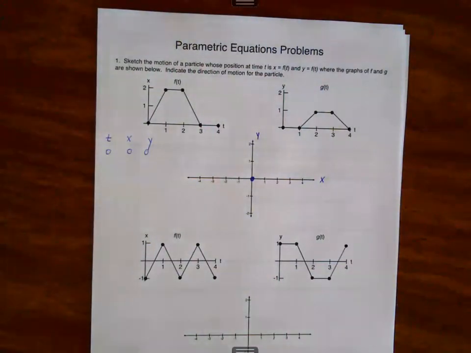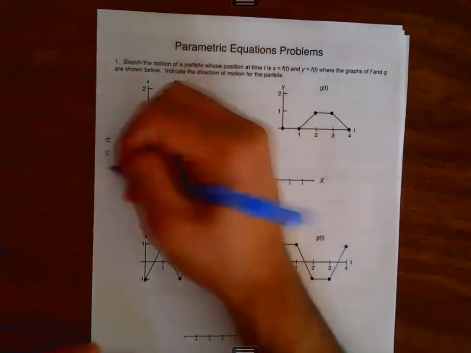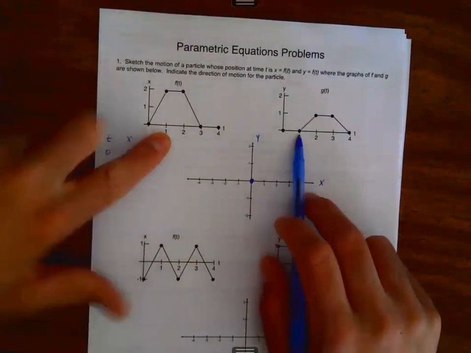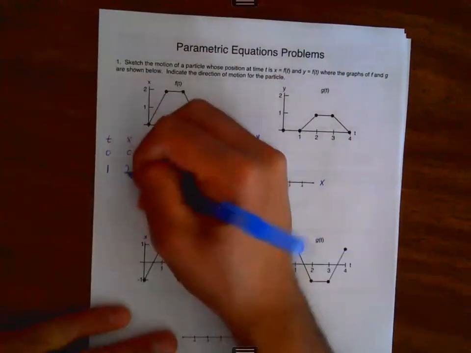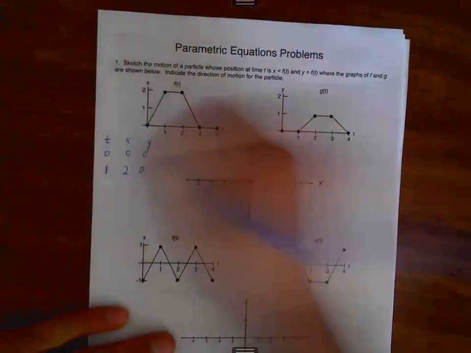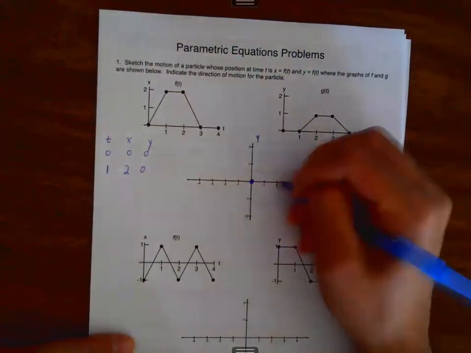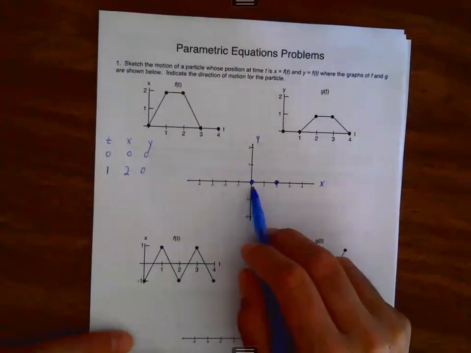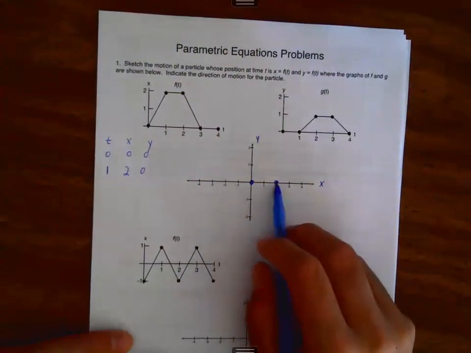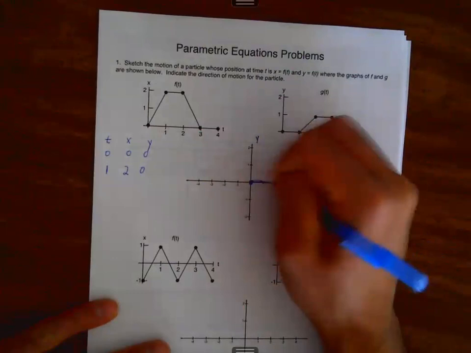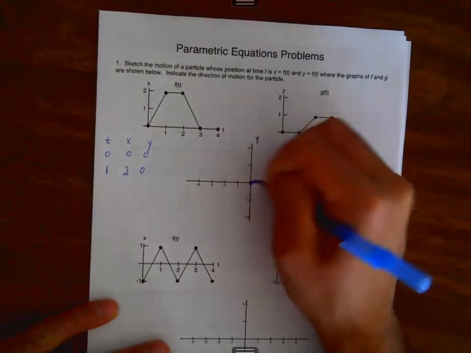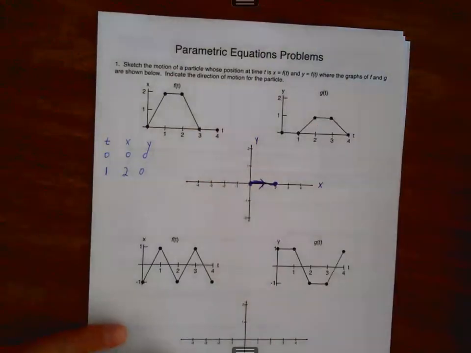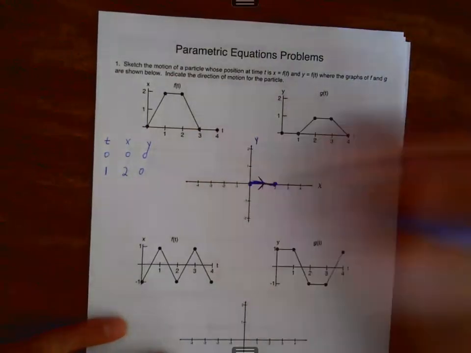All right, so when t is equal to 1, we look on both graphs where t is equal to 1, and we see that x is equal to 2 and y is equal to 0. So now we have the point 2, 0. This is at t equals 0, and this is at t equals 1. So I'm going to connect the dots here and show an arrow pointing from 0 to 1. That's the motion of the particle after 1 second.